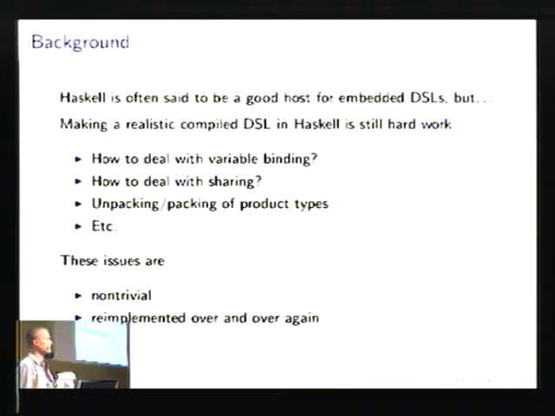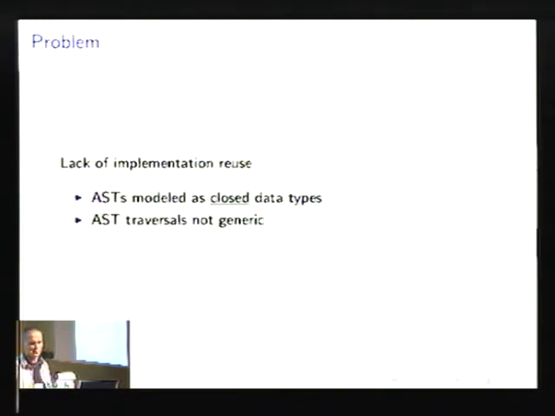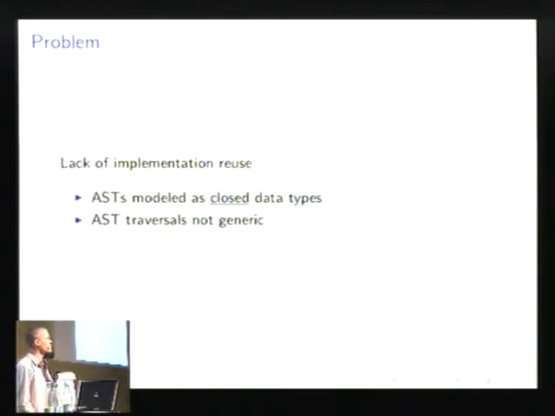To get all of this right is actually non-trivial, and this is something that people re-implement over and over again. So there's a certain reusability issue here, and it boils down to two main parts. The first is that the expressions are usually modeled as closed data types, which are not compositional and not really reusable. The second problem is that the functions operating on ASTs are normally not defined as generic functions, so they cannot be carried over to different implementations.